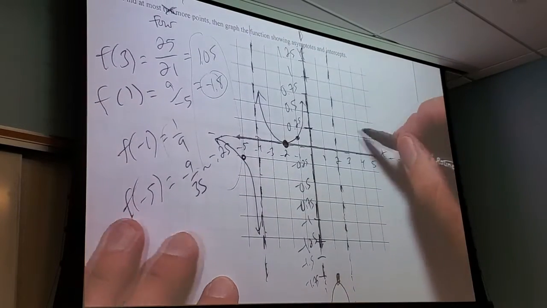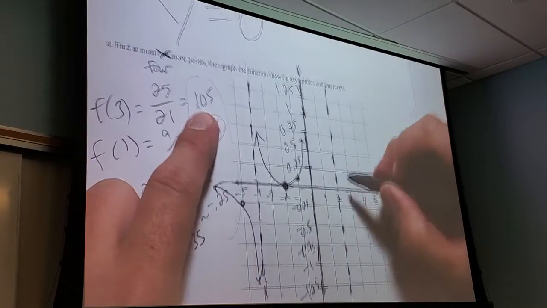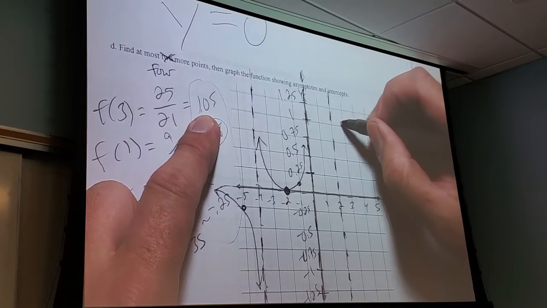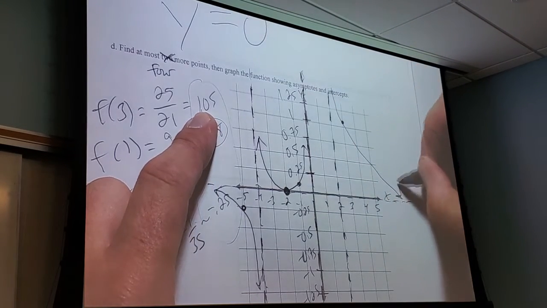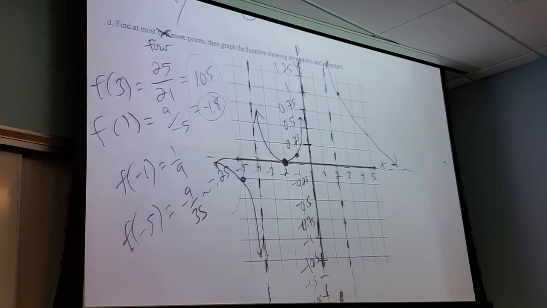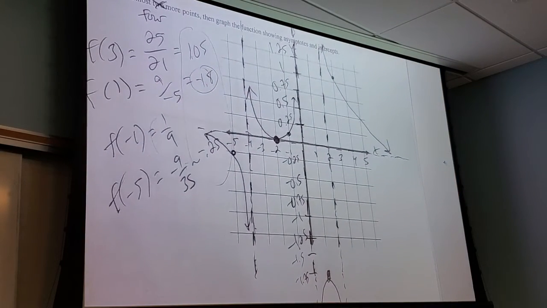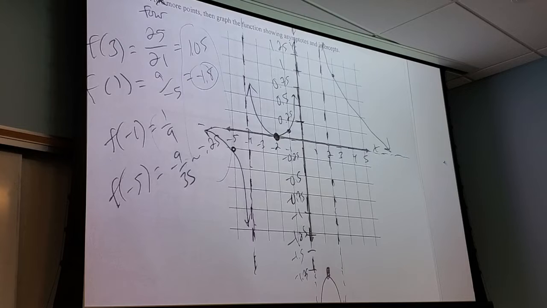Okay, and then up here, F of 3 was 1.05. So that's way up here. So it looks like this. Crazy sauce. That thing is crazy. Is that what I got before? Yes. Yay.